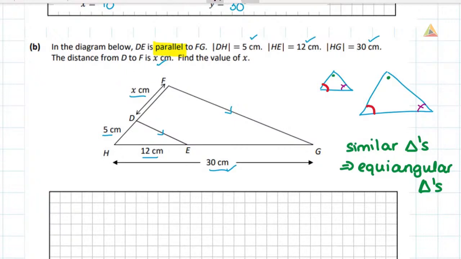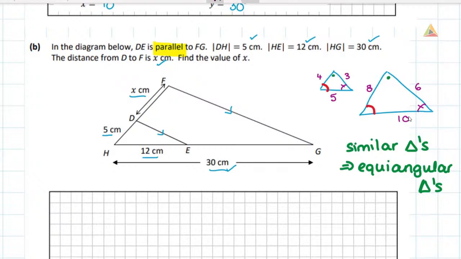Now, it doesn't mean that their sides are the same length. It just means that if this side here was 4 and this side here was 8, I can see that all the sides are going to double. And if this side here was 3, this side here would be 6 because it would have to double as well. It's in the same proportion. And if this side here was 5, this side here would have to be 10 because all the sides are in the same proportion. And that's how we're going to solve this question part B.